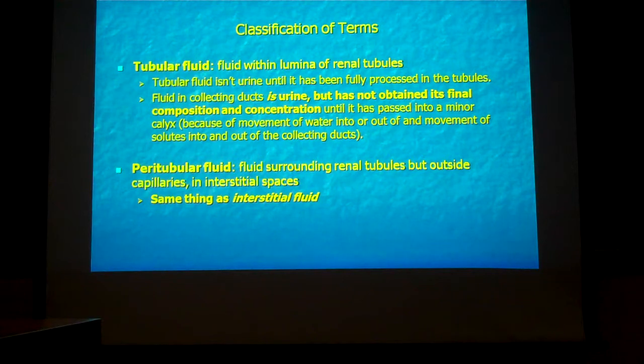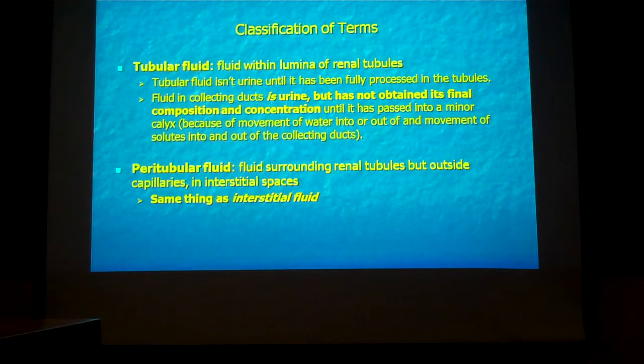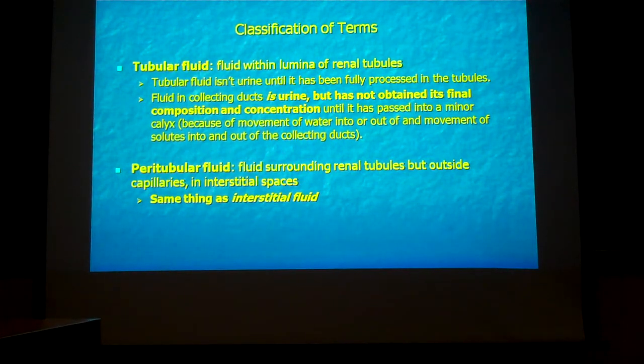All right, so let's get some terms straight. Tubular fluid and peritubular fluid. This filtrate of plasma that happens in the glomeruli, in the renal corpuscles, that filtrate passing into the tubular system, we're going to refer to as tubular fluid. It's not urine yet until it gets well into the tubular system, down, say, into the end of the distal convoluted tubule and in the collecting duct.